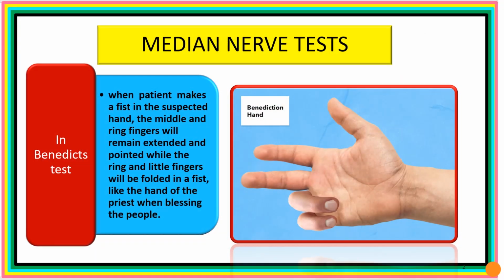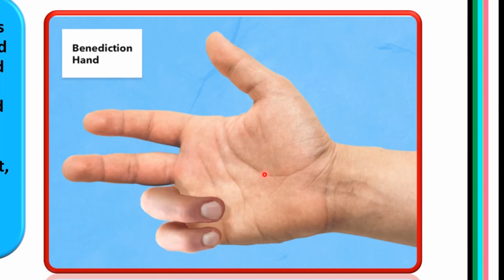The second test for these long flexors of the fingers is the Benedict test. Here, when the patient is asked to make a fist in the suspected hand, the index and middle fingers will remain extended. As you can notice from this illustration, this patient has been asked to make a fist, and we can notice that only the little and ring fingers were able to flex. This is as a result of the loss of the flexors for the index and middle fingers.